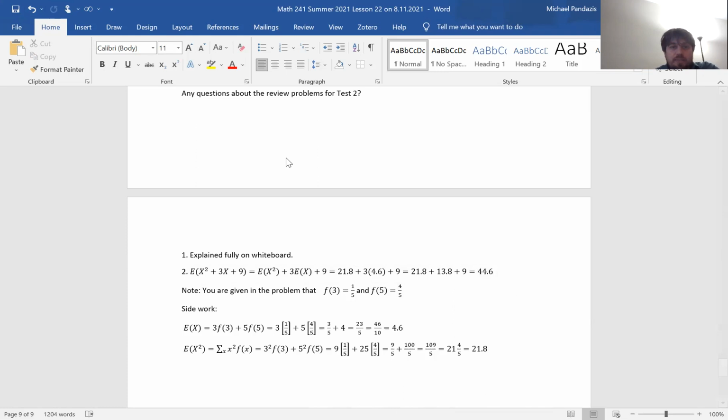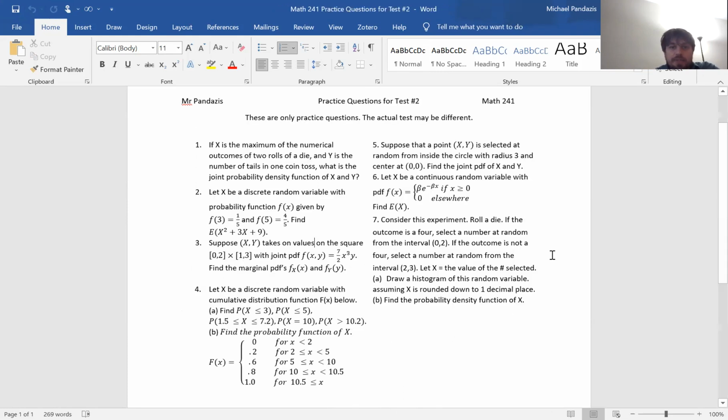So if we look at the practice sheet again, okay, there's 7 problems. I don't know which one we want to go over. Anything else? Any specific problems somebody wants me to go over in the sheet? Number 4. Okay, so number 4.